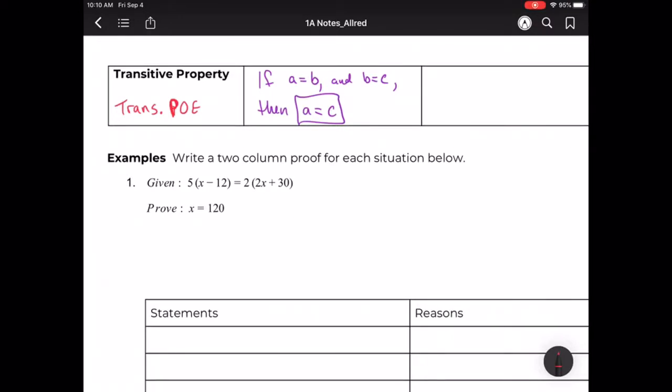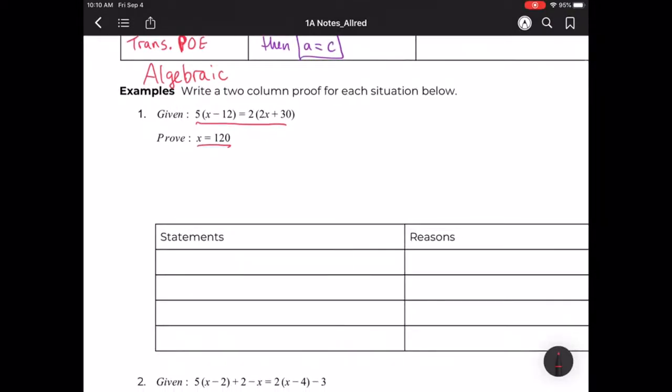So now we're going to actually practice writing some proofs. All of these are considered algebraic proofs. Algebraic, meaning pertaining to algebra, just solving equations. So we're going to start off with a given equation, and we are going to prove the answer. Now, this seems strange, I know, to you, because I'm giving you an equation and I'm giving you the answer. Getting the answer is not the point. The point is explaining how you get to the answer. So we're going to write a proof.